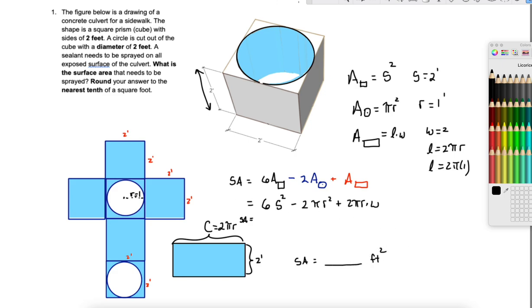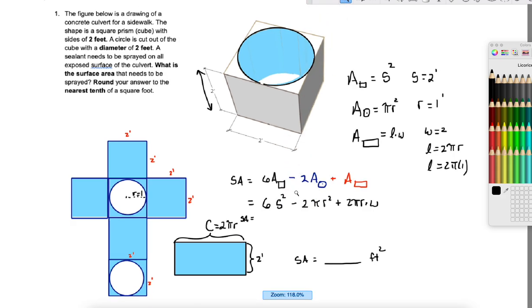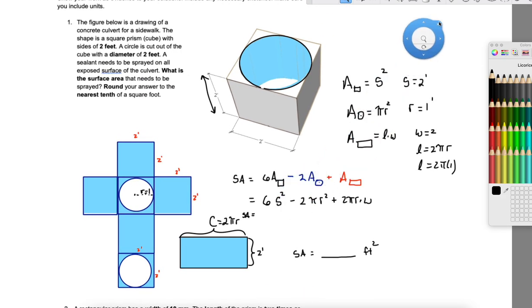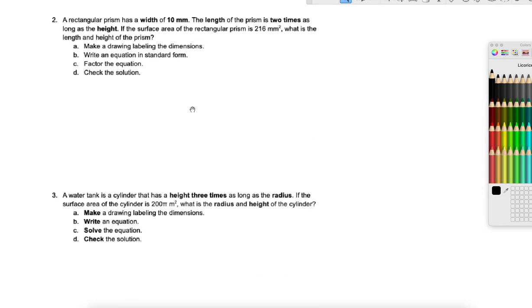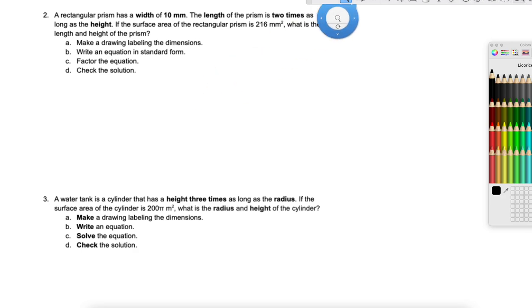Okay, so I'm going to leave you with that, and you can get the final answer. And look, I'm showing a lot of work here, and this is my expectation for you. Okay, it's not just to get a final answer. I'm more interested in the process. Let's take a look at 2. Maybe help you set this one up.